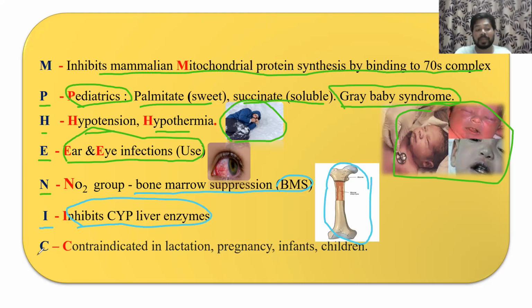And the next alphabet is C. Based on C here, chloramphenicol is contraindicated in lactating mothers. Chloramphenicol is contraindicated in pregnant women. Chloramphenicol is contraindicated in infants and also children. So in these persons, chloramphenicol is contraindicated. It should not be taken by lactating mothers, pregnant women, infants as well as children.